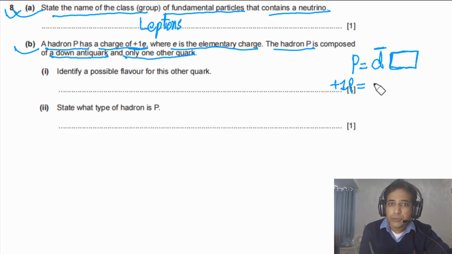So the charge on this one is 1 over 3e. So this is the charge on the down antiquark, because the charge on a down quark is minus 1 over 3e. So this is the first thing we need to understand.